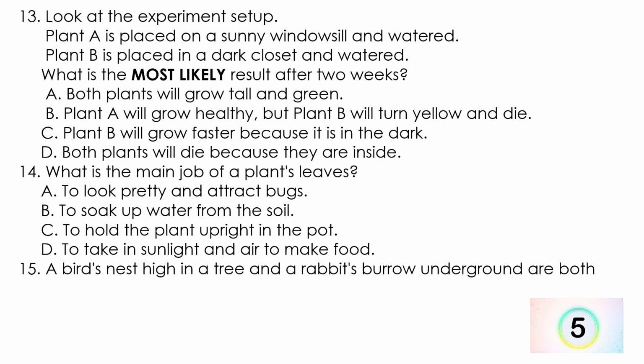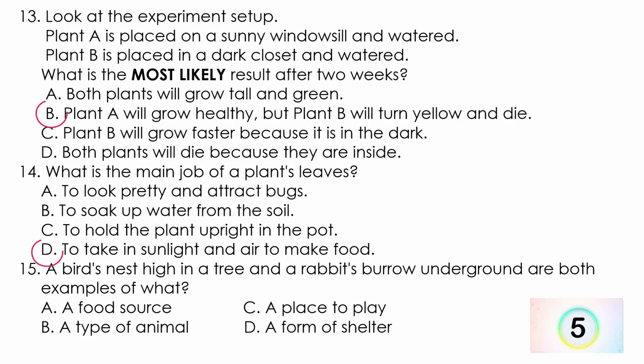15. A bird's nest high in a tree and a rabbit burrow underground are both examples of what? A. A food source. B. A type of animal. C. A place to play. D. A form of shelter.